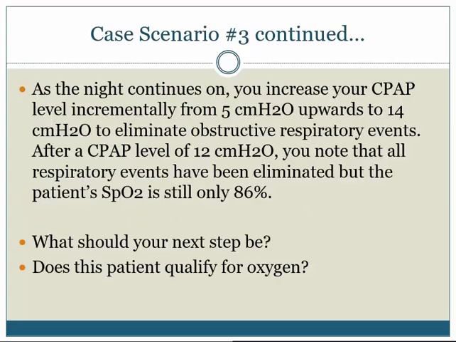No. As the night continues on, you increase your CPAP level incrementally from 5 centimeters of water pressure upwards to 14 to eliminate the obstructive respiratory events. After a CPAP level of 12, you note that all respiratory events have been eliminated, but the patient's SpO2 is still only 86%. What should your next step be? You can call the doctor, or what? Yeah, but we would need to call the doctor for that. What's another thing we could try?